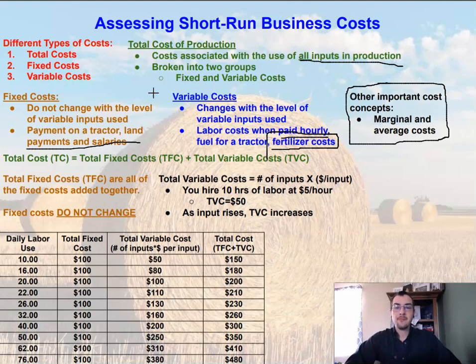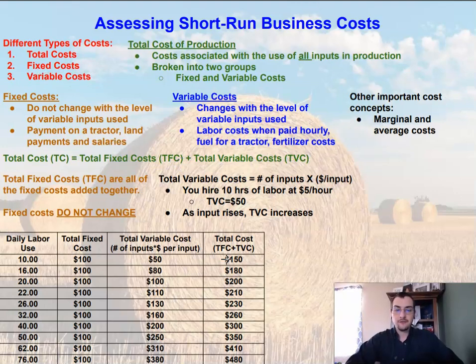So we said that the total cost is the cost associated with the use of all inputs in production. And then we define total costs as having two different categories, these fixed costs and these variable costs. So how do we calculate total cost? Well, total cost, very simply, ladies and gentlemen, is the total fixed costs plus the total variable costs. So if I wanted to figure out my total cost down here on this table, I'm going to simply take my fixed cost plus my variable cost.